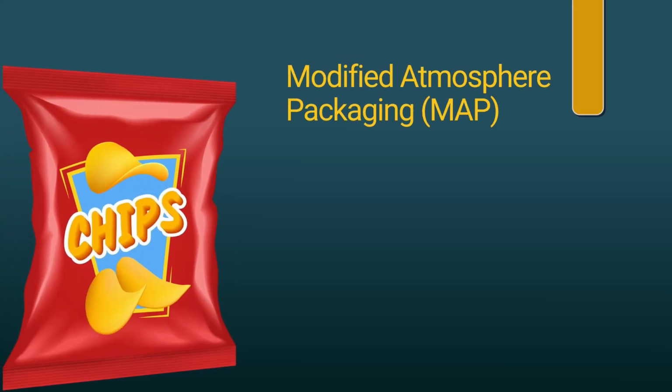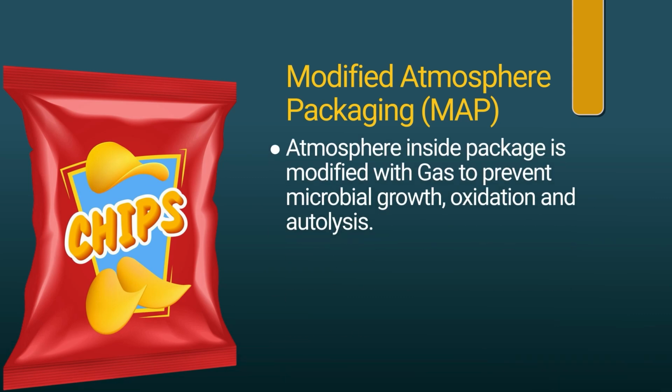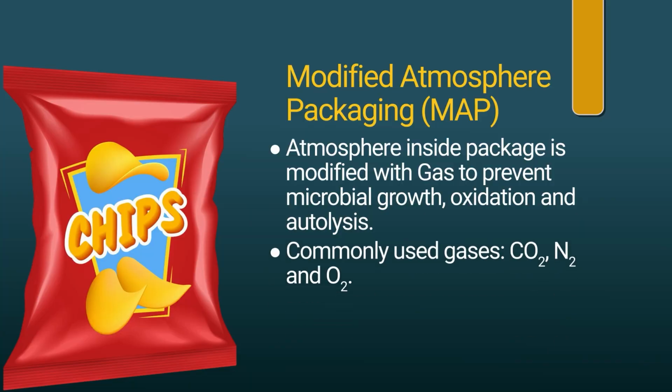Another type of packaging is modified atmosphere packaging. That is even better than vacuum packaging. So what is meant by modified atmosphere? That means the environment inside the package is modified with the help of some gas to prevent microbial growth, to prevent oxidation and autolysis. So the air can be removed and replaced with various gases like carbon dioxide, nitrogen or oxygen as per the requirement of the product.